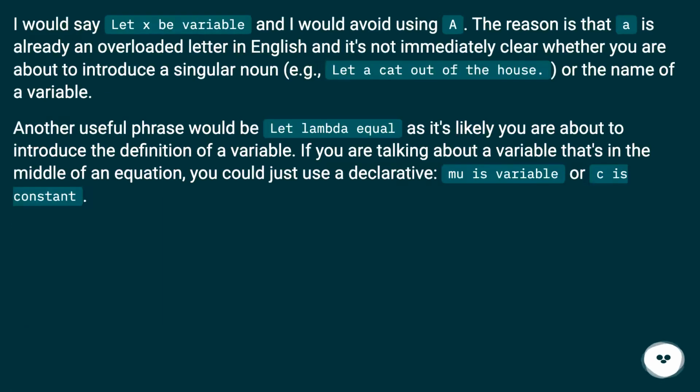I would say let x be a variable and I would avoid using a. The reason is that a is already an overloaded letter in English and it's not immediately clear whether you are about to introduce a singular noun, for example, let a cat out of the house, or the name of a variable.